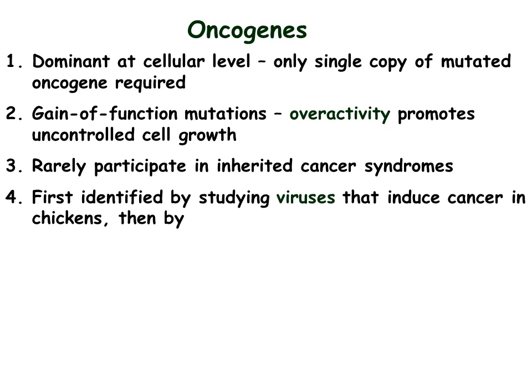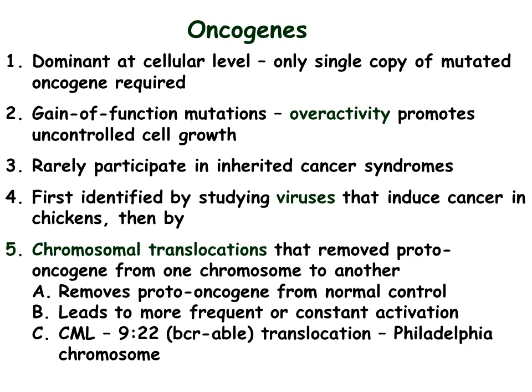But they were first identified by studying viruses that induce cancer in chickens, and then by chromosomal translocations. We talked about that a little bit already, and what happens is this will take a proto-oncogene under its normal control. Now remember, in a chromosomal translocation, we're exchanging between two non-homologous chromosomes. All it means is, say, chromosome 2 is exchanging with chromosome 10. But the very first one that was identified was in chronic myelogenous leukemia, or CML. And this was chromosome 9 and 22, or what we call the Philadelphia chromosome.